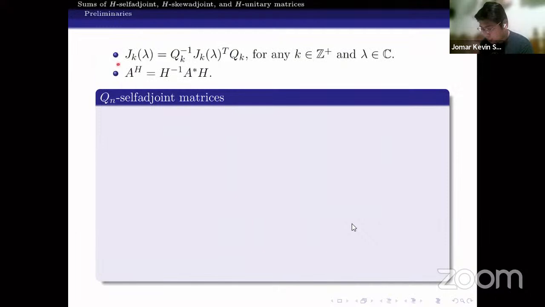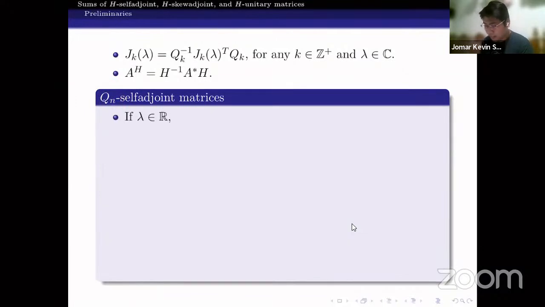Okay, so I wrote this again here. This is true for any positive integer k and complex number lambda. And I also rewrote the definition of our value for A to the H. This is equal to H inverse A star H. So here are some examples of H-self-adjoint matrices where our H is Q sub n.